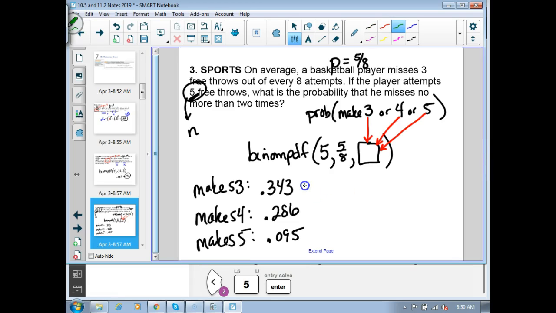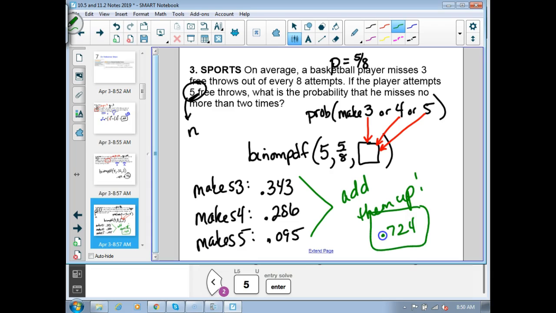And then what we're going to have to do, of course, is in our home screen, we're just going to add these all up. And you're going to get your total probability of approximately 0.72. Can someone give me to the thousands place, though? Thank you. So 72.4% chance that that's going to happen.